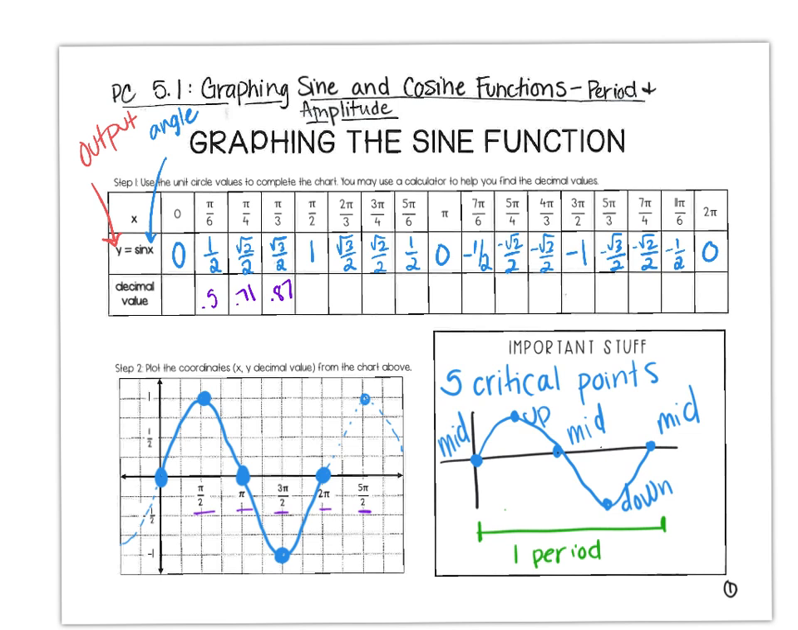So for sine, the period is equal to 2 pi, because we started here at 0 and we went all the way to 2 pi before our function started to repeat again. So before we got repeat values and we went up again. So the length of one cycle is called the period. So sine has a period of 2 pi, and it has 5 critical points that start at the midpoint and then go up, mid, down, mid.